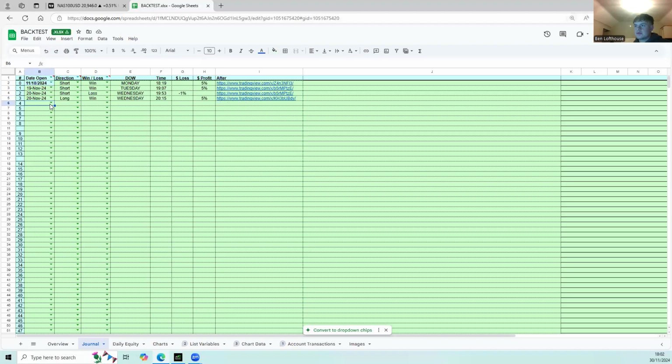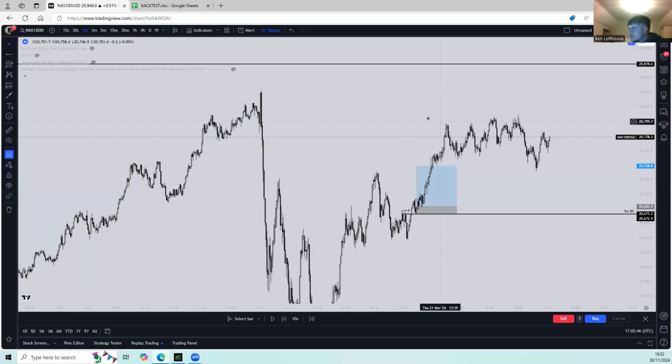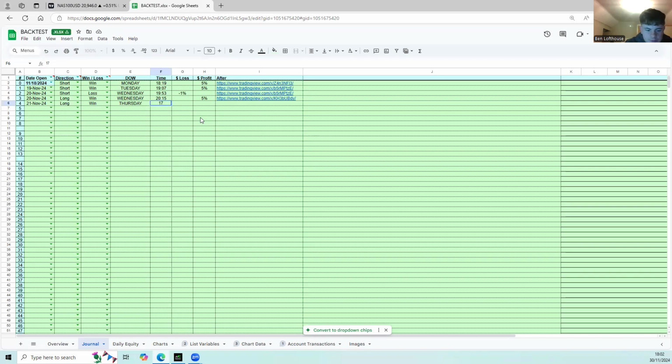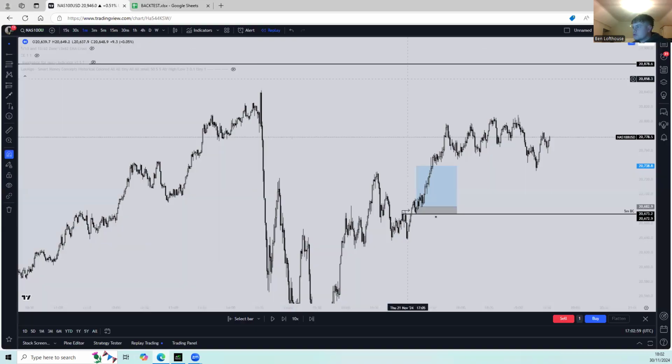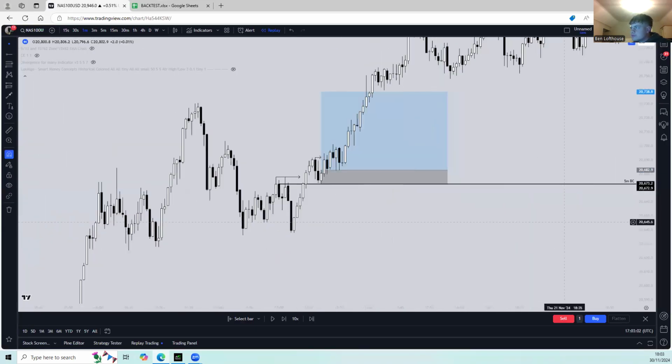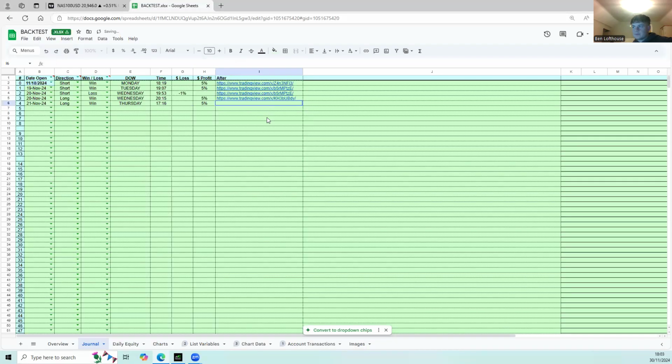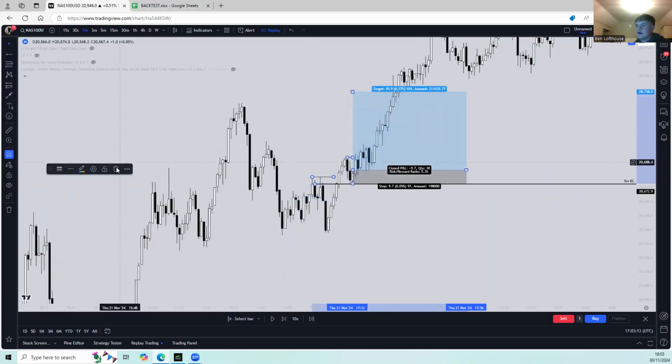Did I jot that one down? No. Ooh, it's not 30th, it's 21st. Long win, Thursday. What time is this? 17:16. That's an early one. 5%. What's that? So that's that one done there.